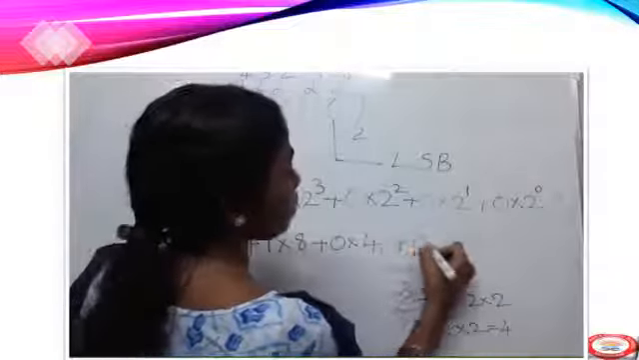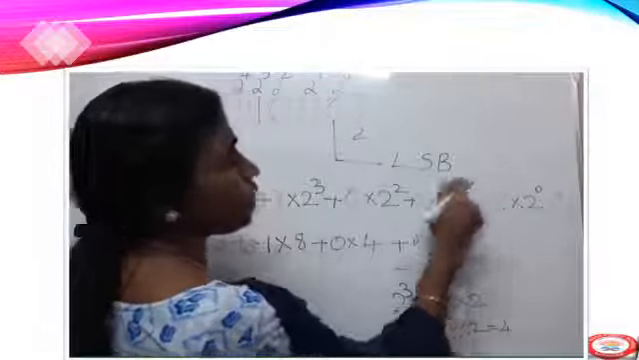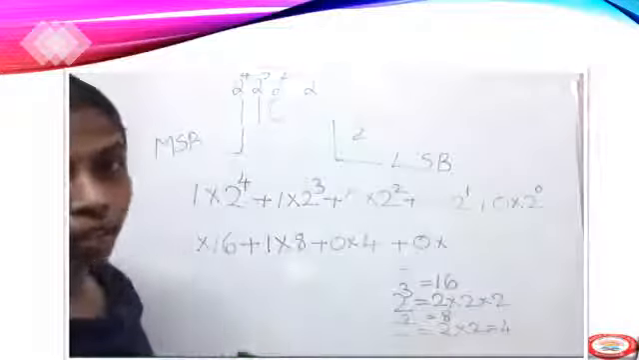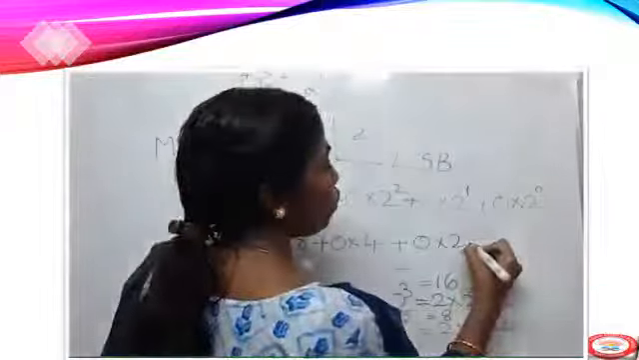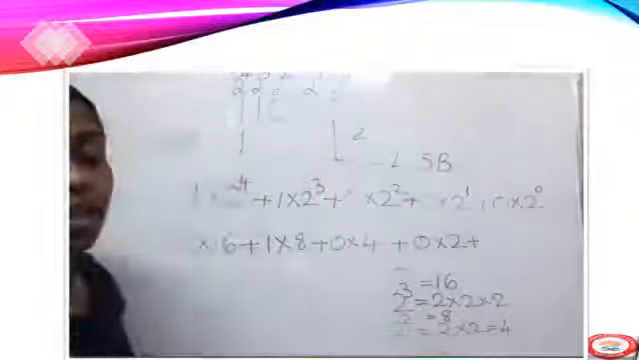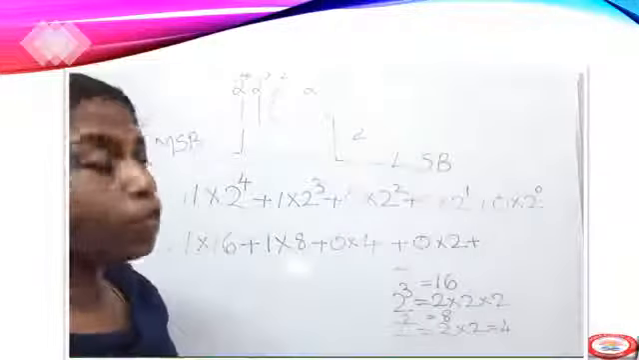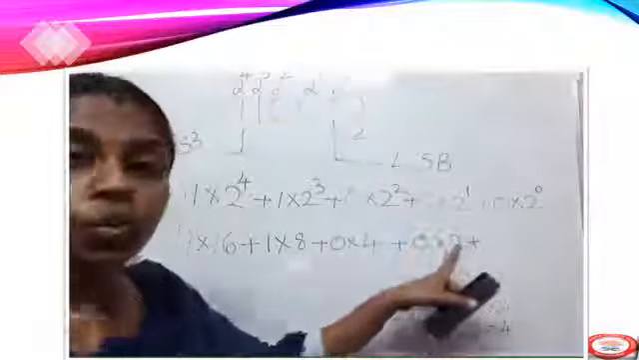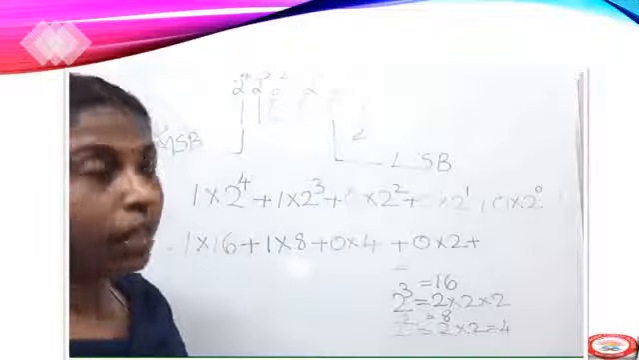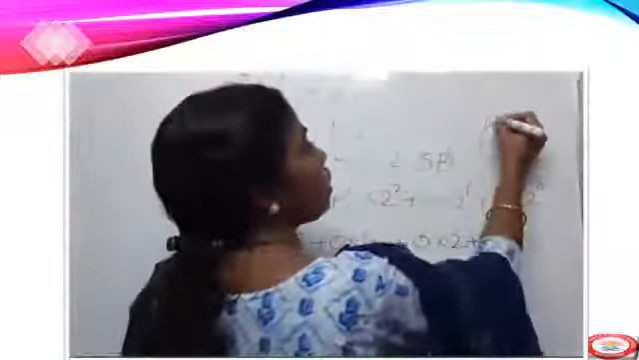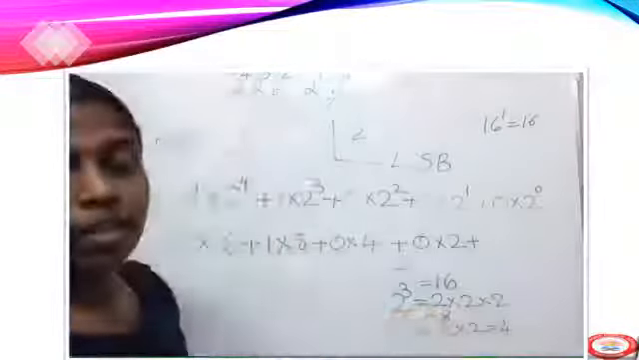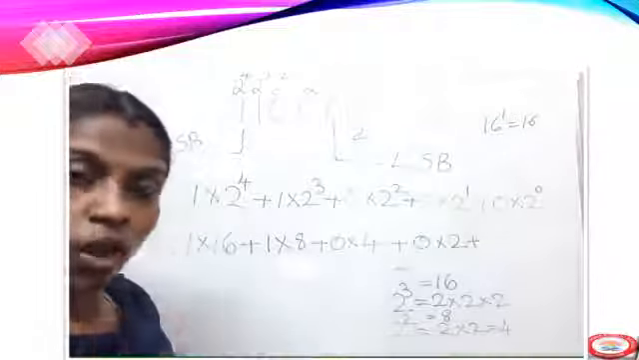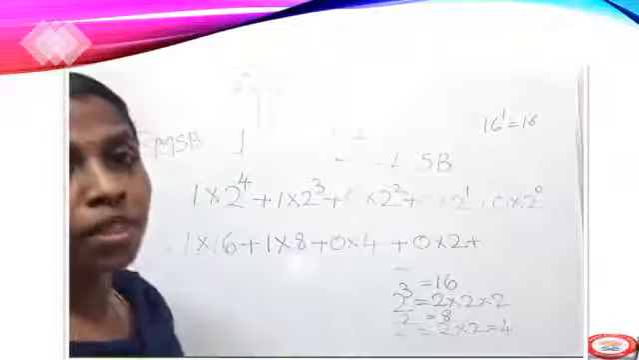Next, 0 into, what is the answer of 2 to the power of 1? That is equal to 2 itself. Do you know what is the reason? Any number raised to the power 1 is equal to that number itself. Okay, if it is 16 raised to 1, that is equal to 16 itself. Clear? Any number raised to the power 1 is equal to that number itself.